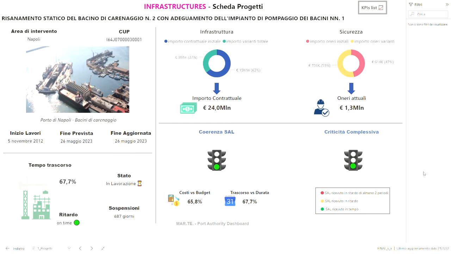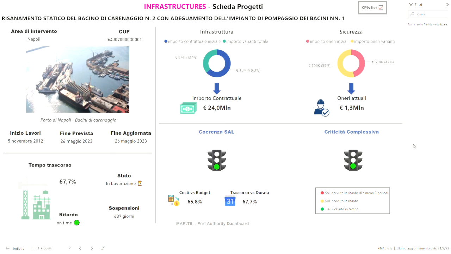The software shows some descriptive information on the left side, such as the area of international, which is the Port of Naples, the elapsed time in percentage, which is 67 percent, and the delay, but we have no delay as for this project we are in time. The software shows on the right side on top the amount of infrastructural operation and safety charges.